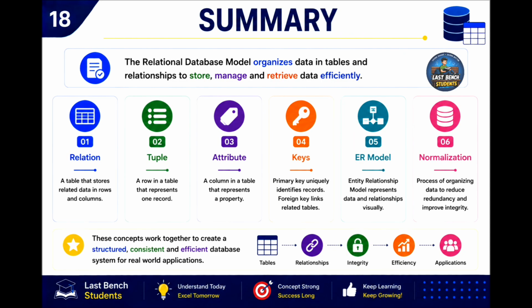Let's quickly summarize what we have learned. The relational database model stores data in tables using relations, tuples, and attributes. Keys help connect tables, while the ER model represents relationships between entities. Finally, normalization reduces data redundancy and improves data integrity, making the database more efficient and reliable.